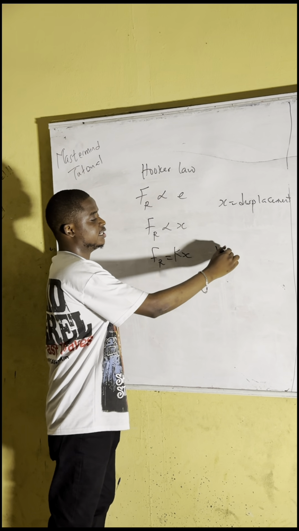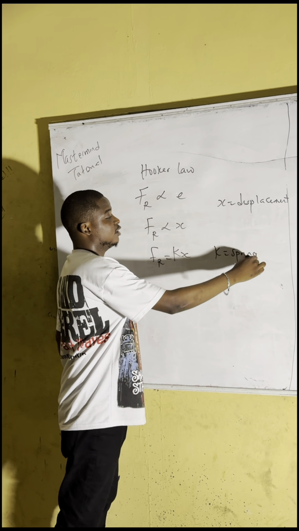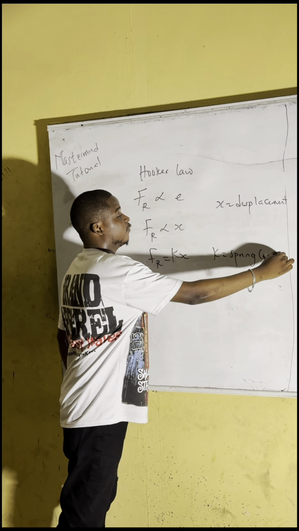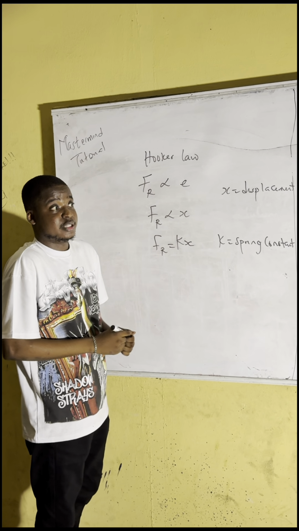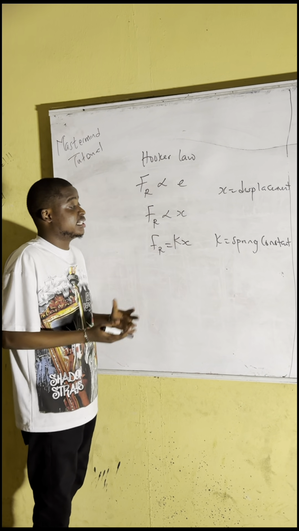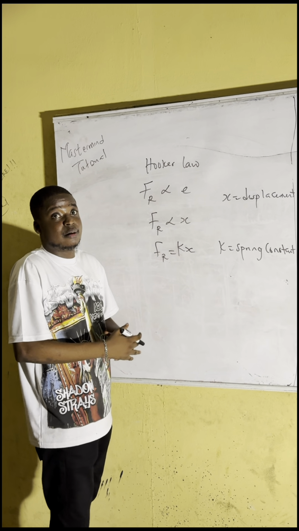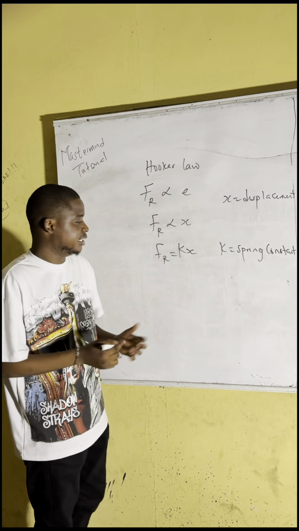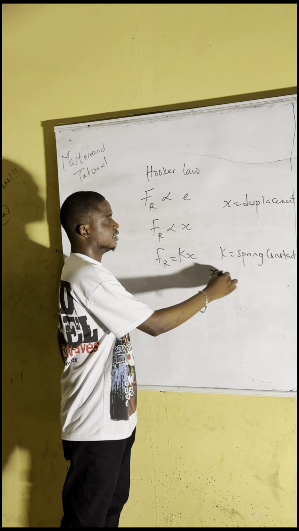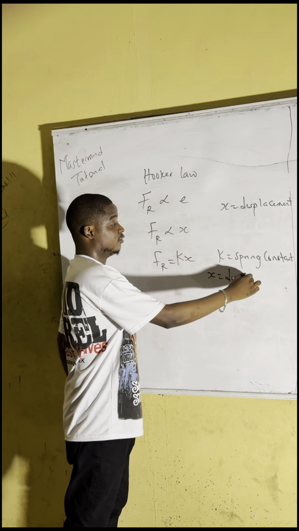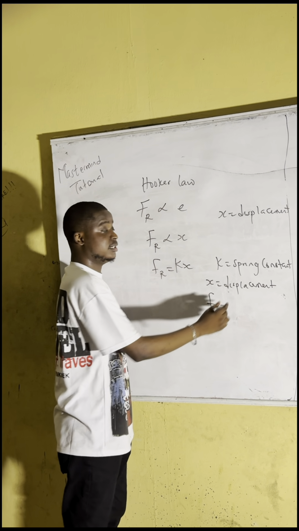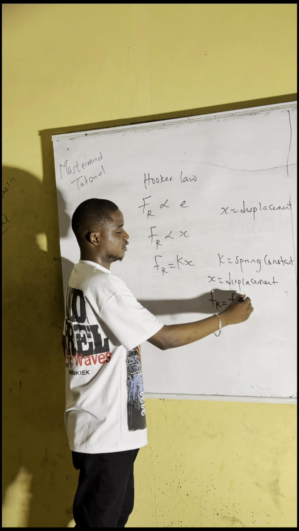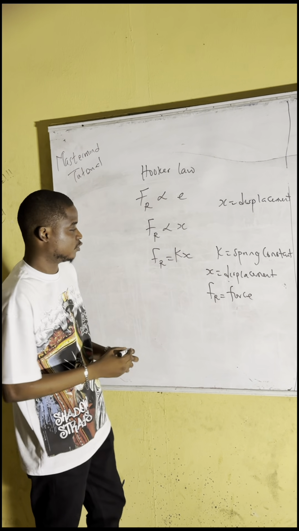Where k here is the spring constant of the spring. That's its law, provided the elastic limit is not exceeded. That's the elasticity, the elastic capability of the spring is not exceeded. Now x here means displacement, like I've written before, and FR here means the restoring force, or you can call it the distorting force.